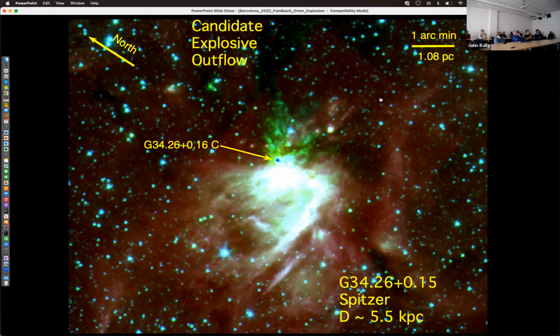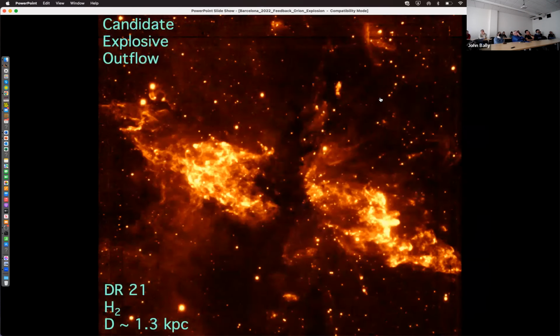G34.15, and I have new ALMA data, which I haven't fully combined yet, so not yet ready to show. We'll see if that has an explosion, but there's another region we found, DR21, which does exhibit evident Hubble flow streamers that trace back to an explosion about 10,000 years ago. That was far more energetic, almost supernova scale, 10 to the 50 ergs that happened here.